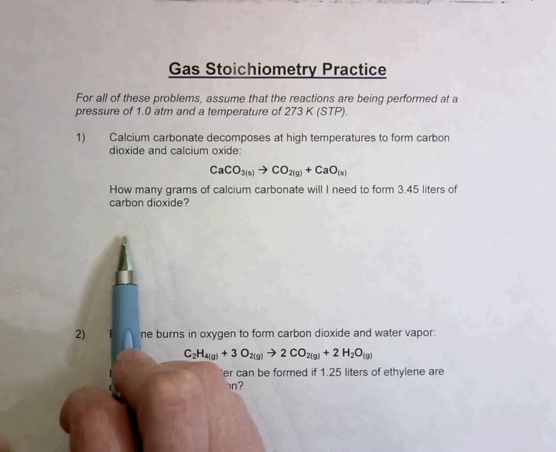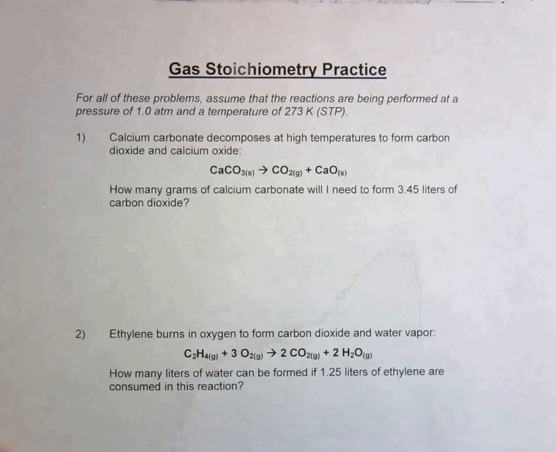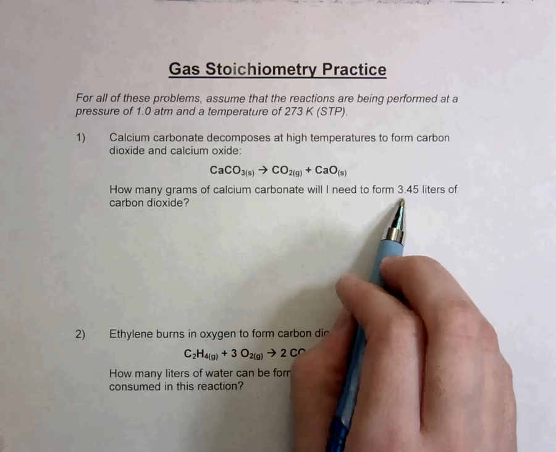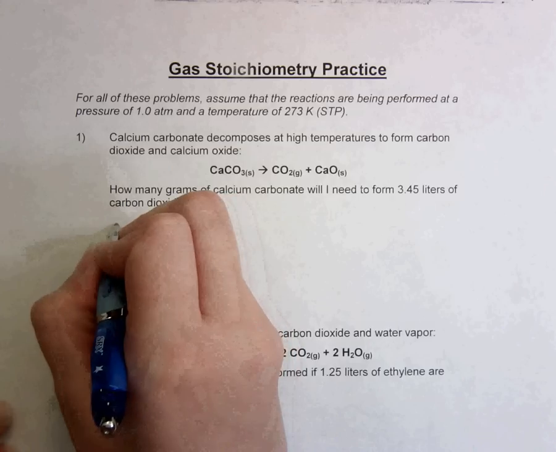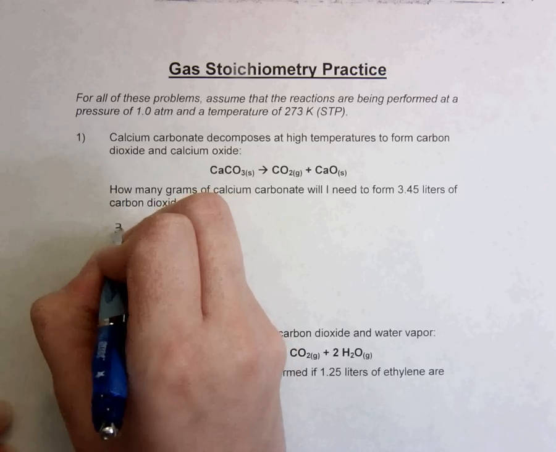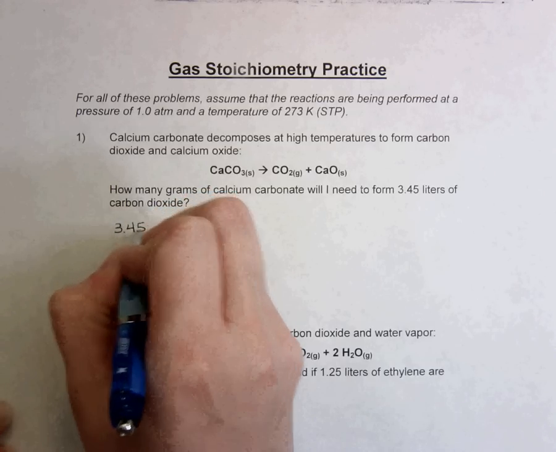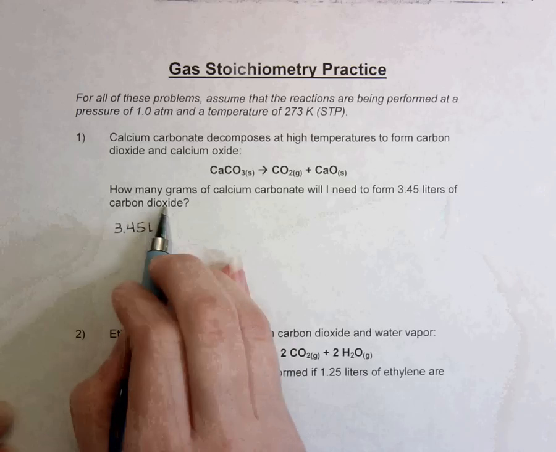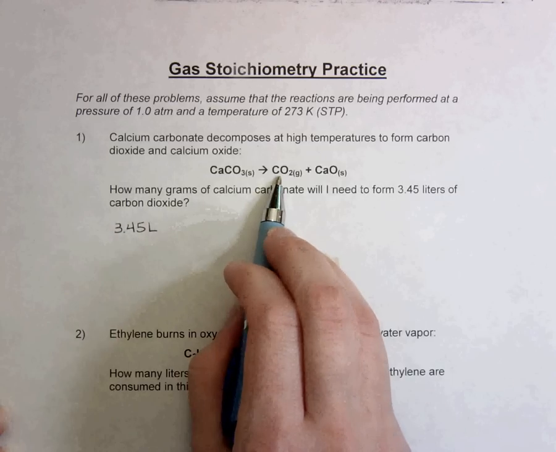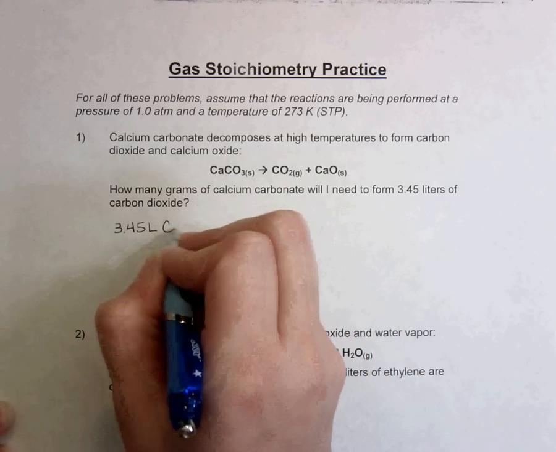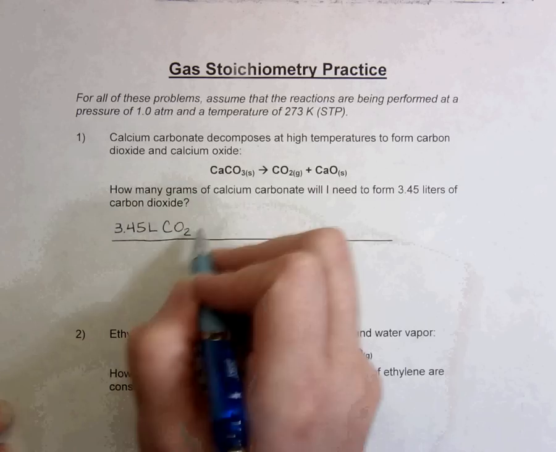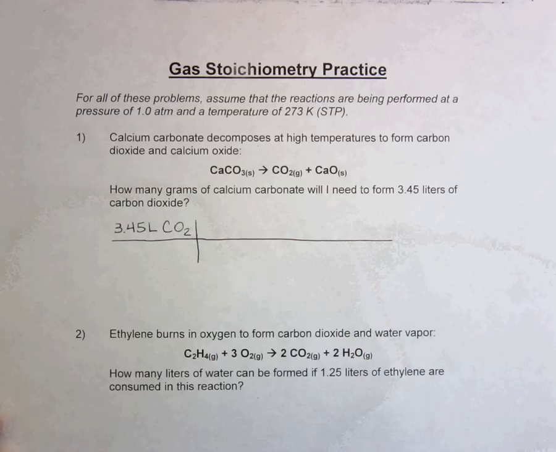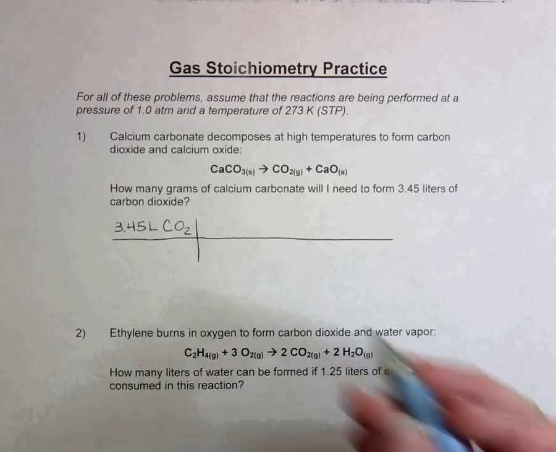You're going to set up your typical stoichiometry problem, putting your given at the top left. So here's our 3.45 liters. I would start out by putting 3.45 liters of carbon dioxide, and I know that this one is carbon dioxide, so CO2. And then I set up my grid just like I've been doing for all my other stoichiometry problems.